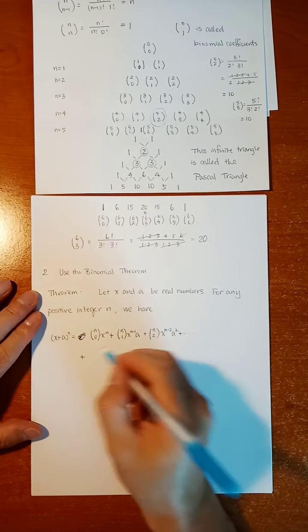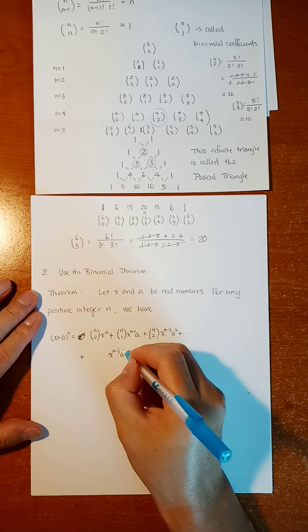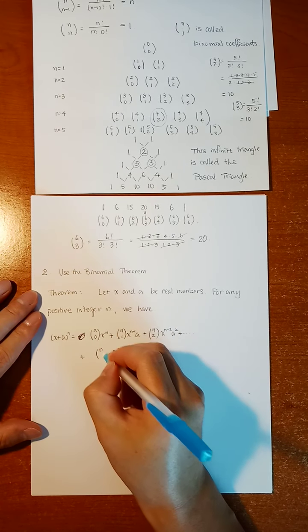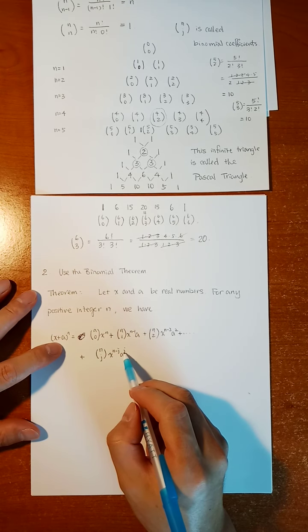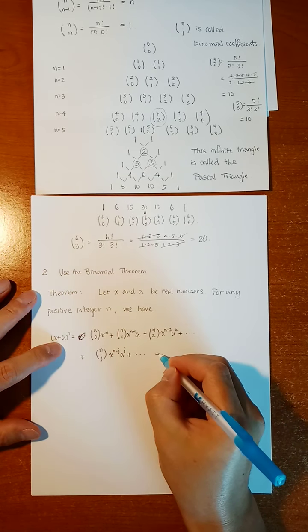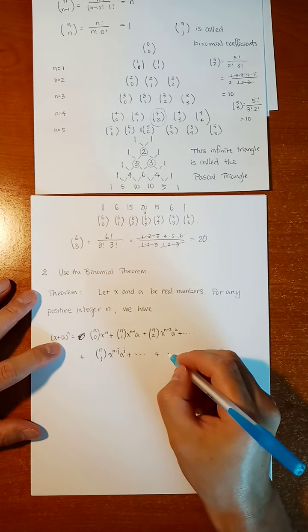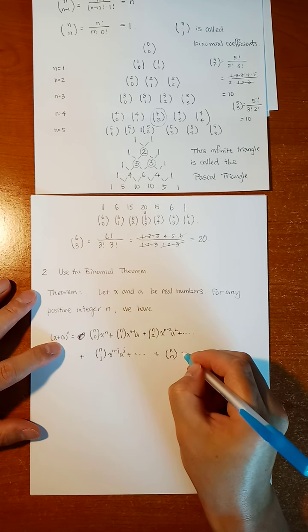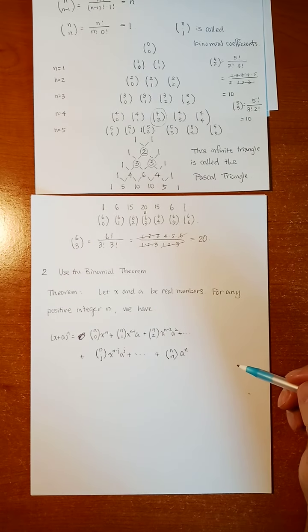In the middle, if you have x to the power n minus j and a to the j's power, then the corresponding coefficient will be n choose j. n is always n, and j is the power of a. Here there's no a, so you choose 0. Here there's only one a, you choose 1. The final one is n choose n because the power of a is n. So this is the binomial theorem.